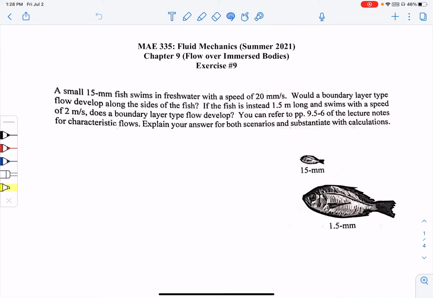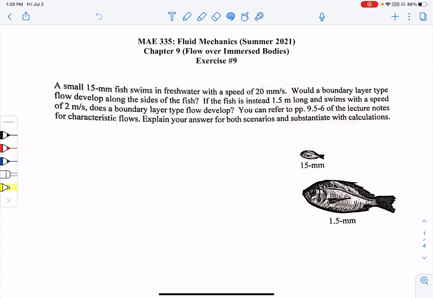So let's solve some questions on chapter 9. In this question, we have a small fish, and we have the length of the fish. Let's say this is the length of the fish, and this is 15 millimeter, and the fish is swimming in fresh water at a speed of 20 millimeter per second. The question asks us if the boundary layer type flow develops along the side of the fish or not.